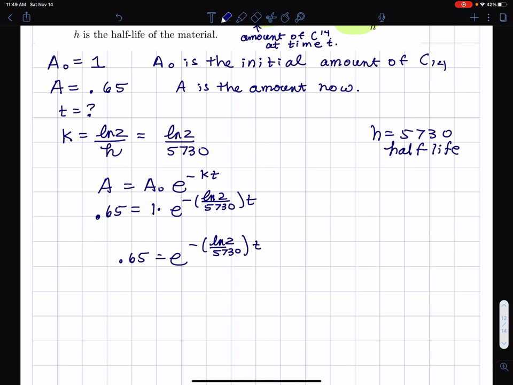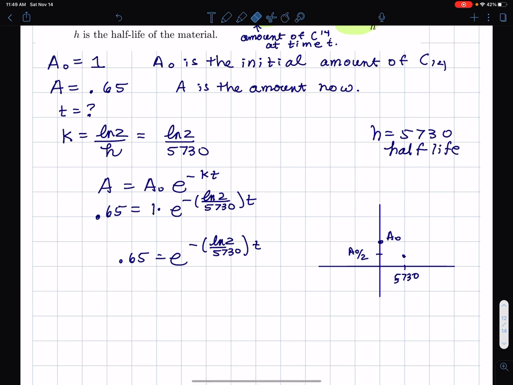Now, ln2 divided by 5,730 is a positive number. So we have e raised to a negative number times t. And so the graph is exponentially decaying. And our graph, very roughly, looks like this. Here's A0, and it decays. And the amount of time it takes for it to decay to just be half of this, if this is A0 divided by 2, is 5730.